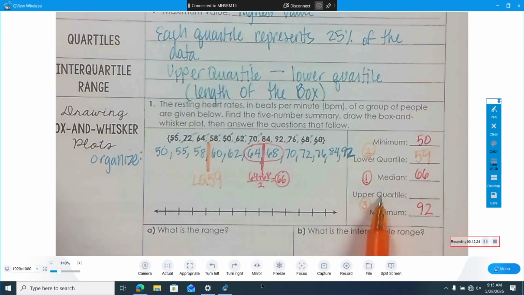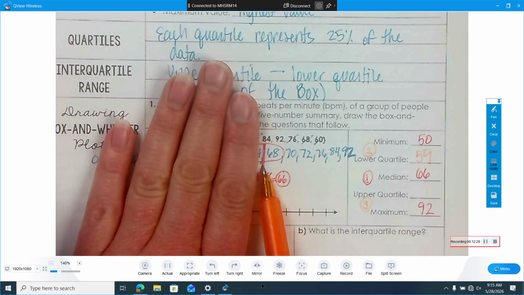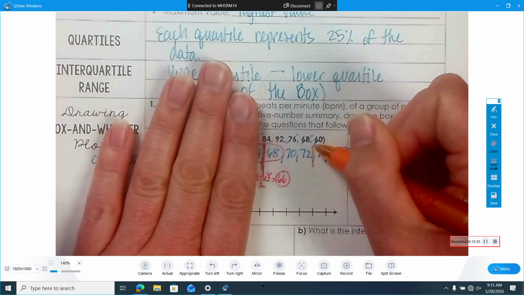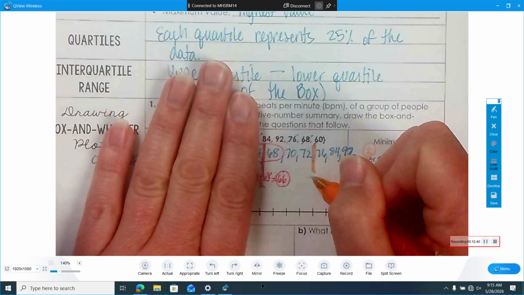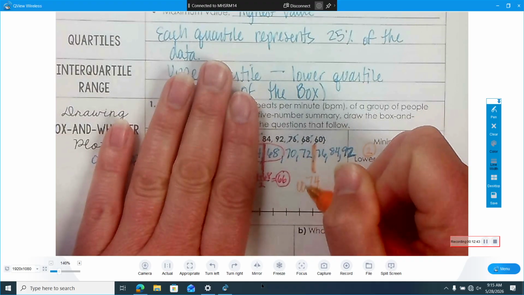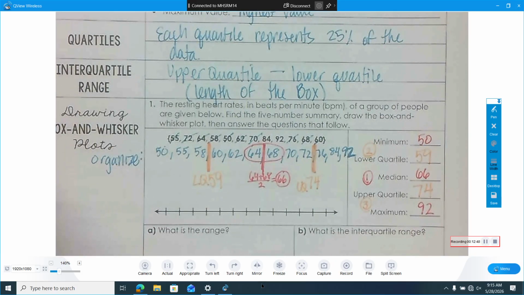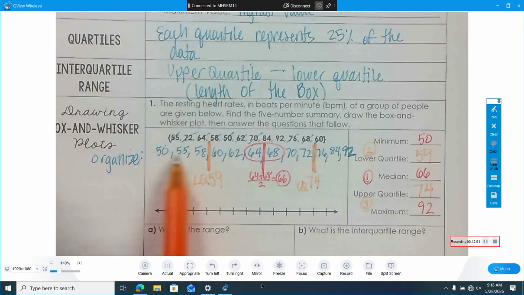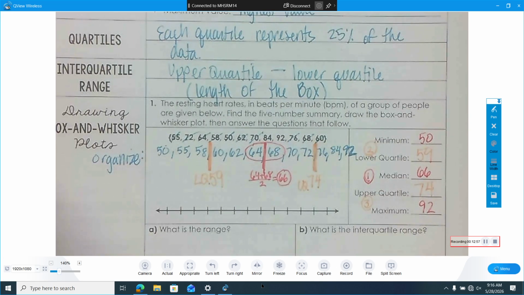So now I want to look at the upper quartile. Again, I am looking to the right of my big red line here. And where's the middle? Between 72 and 76, it's going to be the very, very middle. And that's 74. And that's my upper quartile. So 74 is the upper quartile. Do you see how the blue data, there's 3 and 3 and 3 and 3? So everything got split. Does that make sense to you? All the data's been evenly split up. So that's kind of nice.